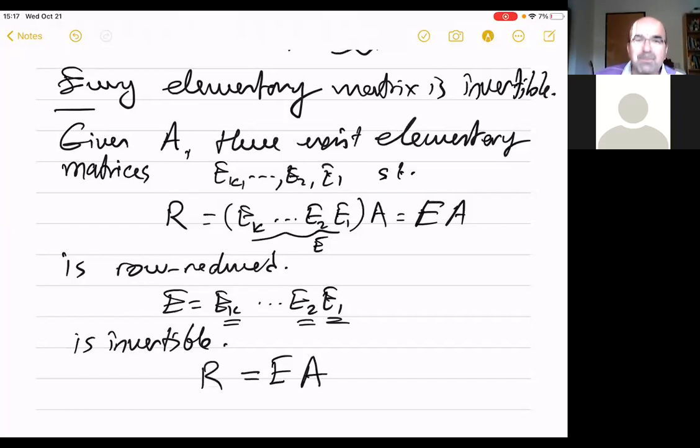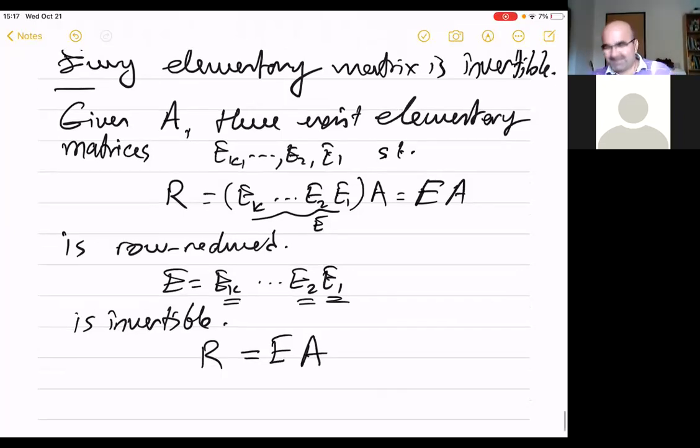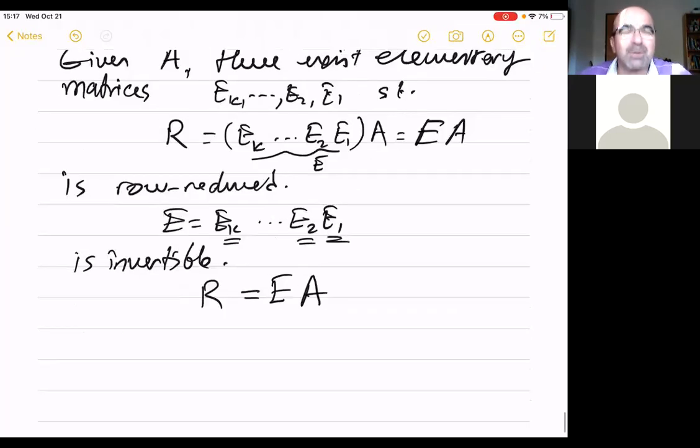The result is: given the matrix A, there is an invertible matrix E such that their product is the row reduced echelon matrix. Okay, good. Any questions so far?